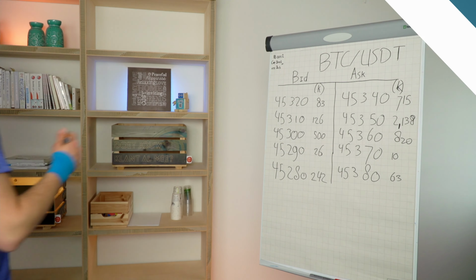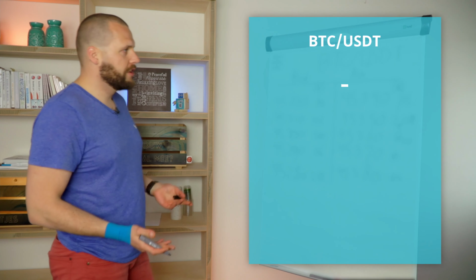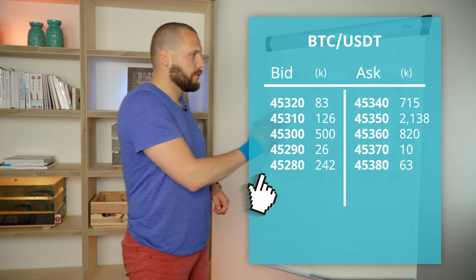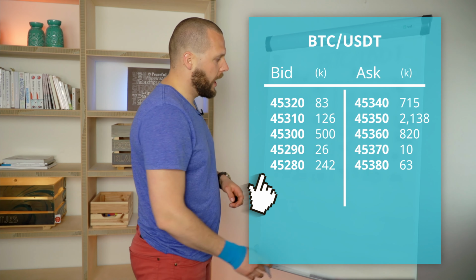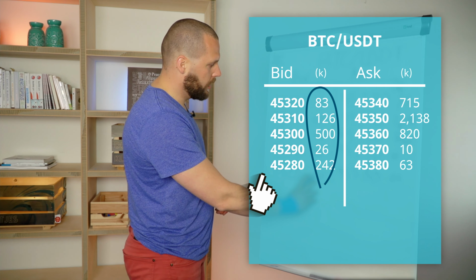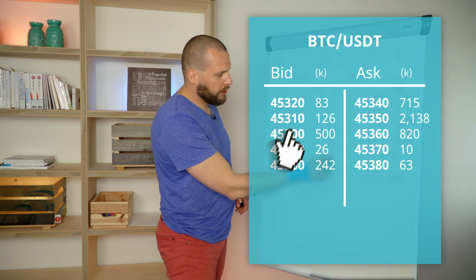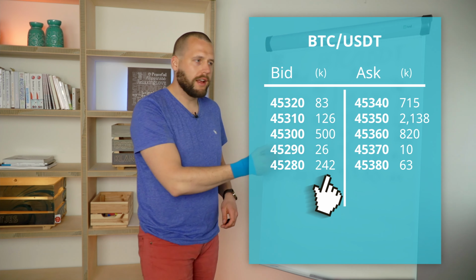And I also want to show you a little bit of a real world example. Here I've drawn out a hypothetical scenario. This is the order book for Bitcoin, and here we have the bid and the ask. These numbers are the different price levels that we have, and here are the corresponding volumes available at those price levels.